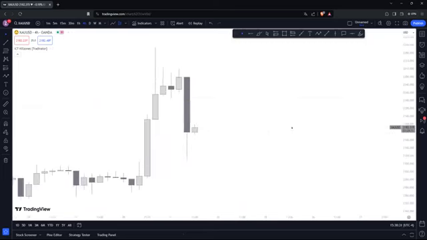If price is consolidating going from daily level to another daily level, would you wait for the H4?